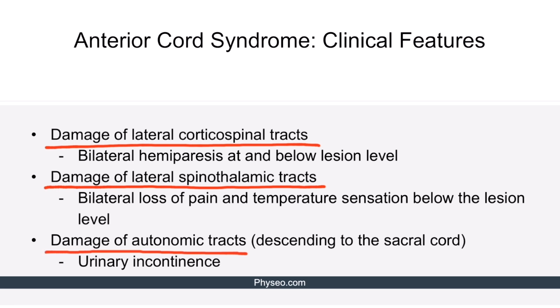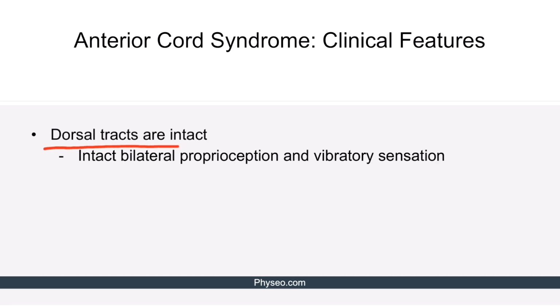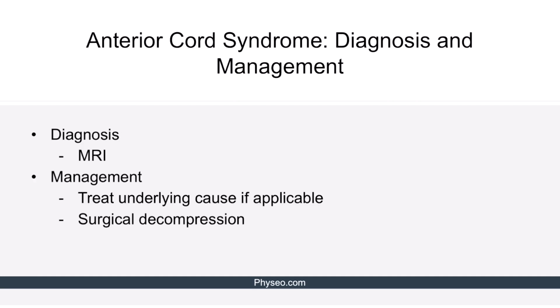Lastly, damage of autonomic tracts that are descending to the sacral cord results in urinary incontinence. Remember that the dorsal tracts are intact in anterior cord syndrome, so the proprioception and vibratory sensation are normal. For the diagnosis of our syndrome, clinical examination is essential. However, MRI is usually used to help identify the cause. Regarding the management, we should treat the underlying cause if applicable. Also, surgical decompression can be performed.